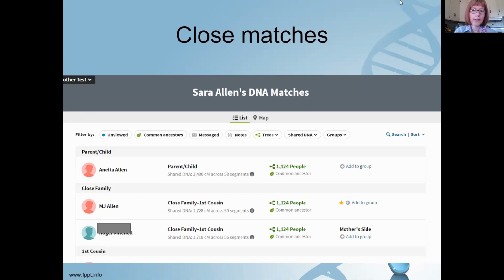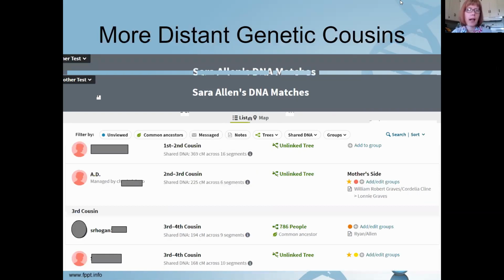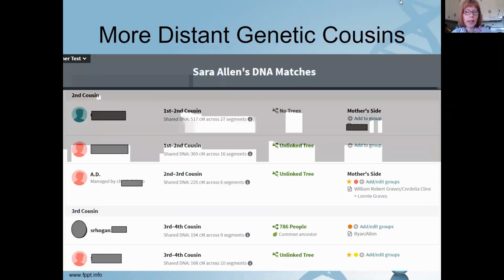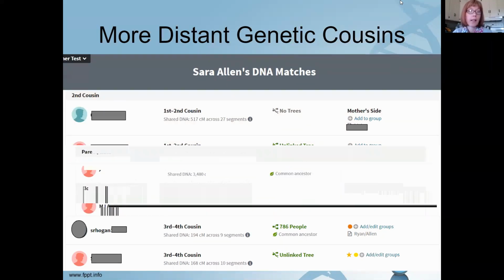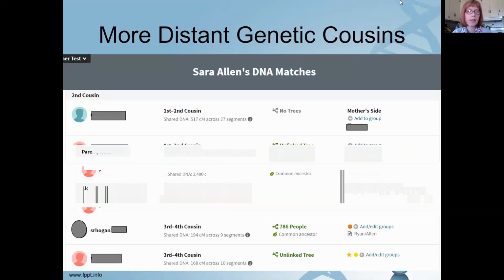So you get close matches, and then you get some farther away matches. So I have second cousins, third cousins, and so on and so forth. And these are estimated relationships. So you don't want to take them as the gospel truth that all these people are my second cousins for sure. There's some kind of close relationship to me around second cousin. And I have to figure out how I'm exactly related to them.